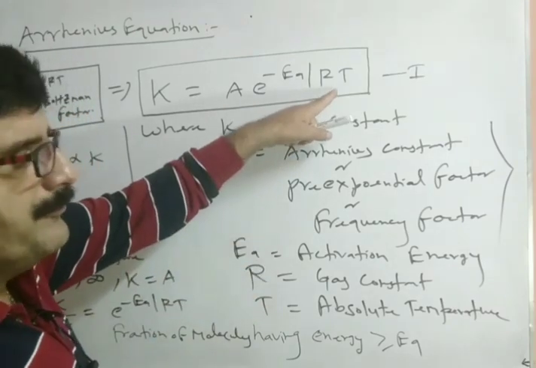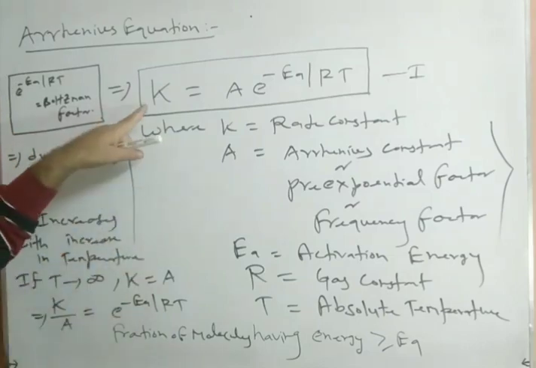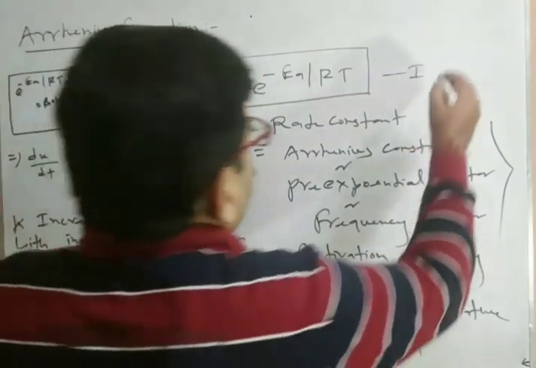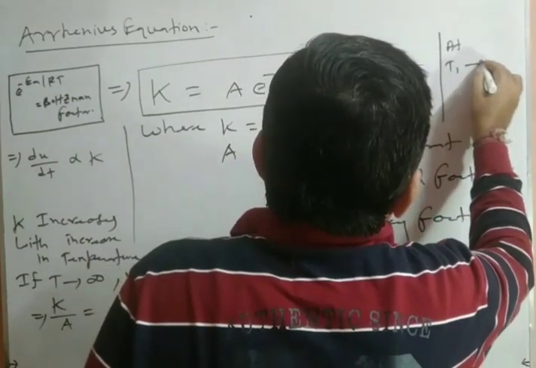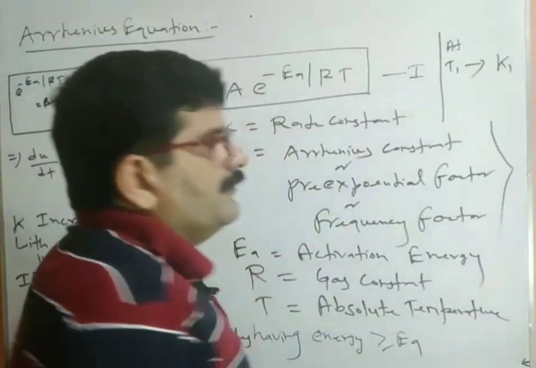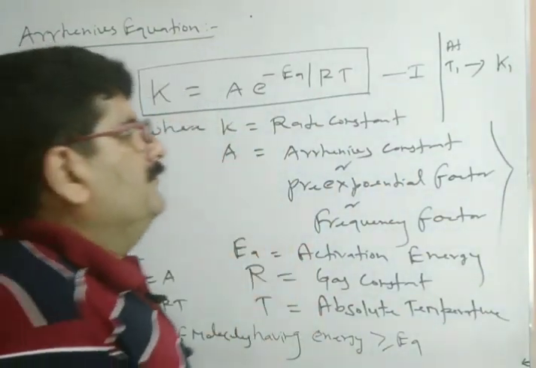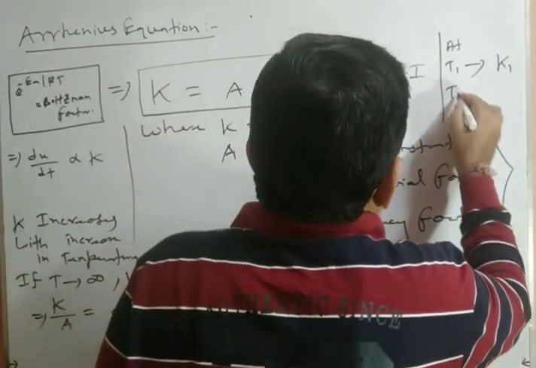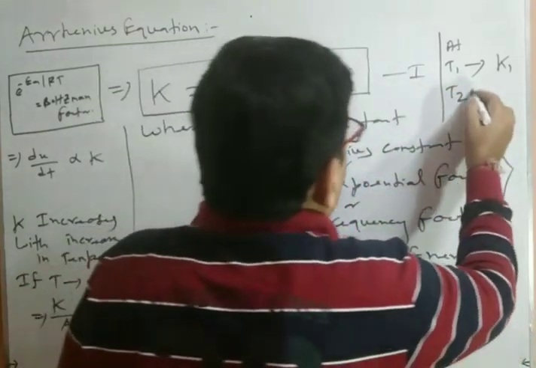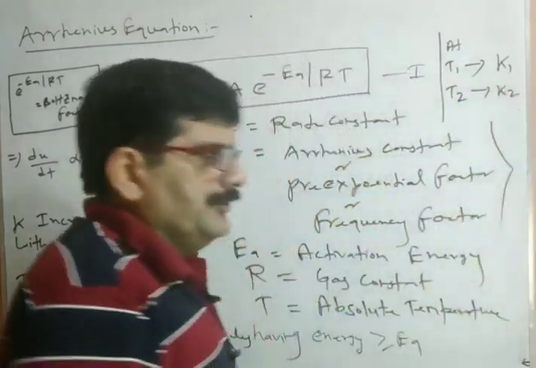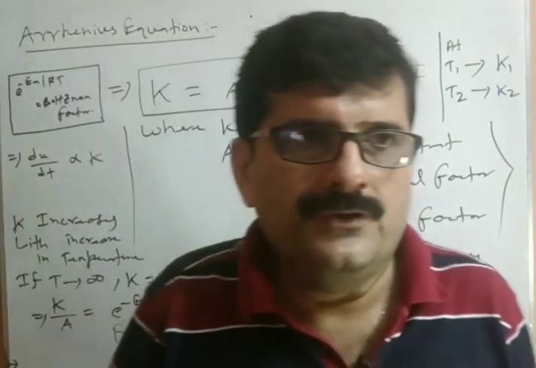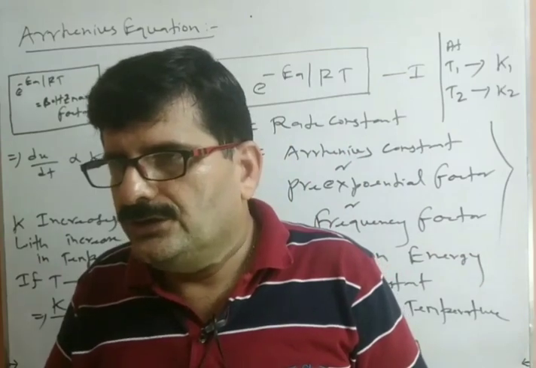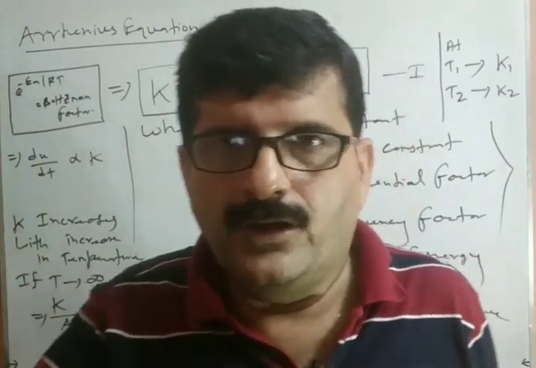With the variation of temperature, our k varies. Suppose at T1 temperature, our rate constant is k1. For the same reaction, if the temperature is T2, then the rate constant becomes k2. So with the variation of temperature, a new relation can be developed with the help of our Arrhenius equation.